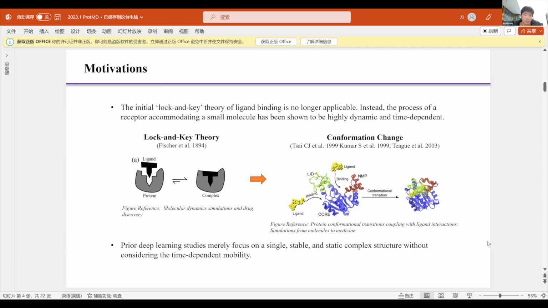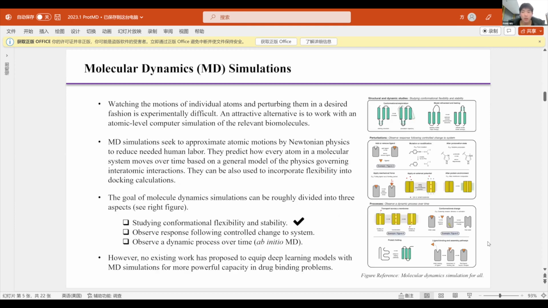However, prior deep learning studies merely focus on a single stable and static complex structure. They do not consider the time-dependent mobility. So how to capture the time-dependent flexibility? Molecular dynamics simulation is a very good option.